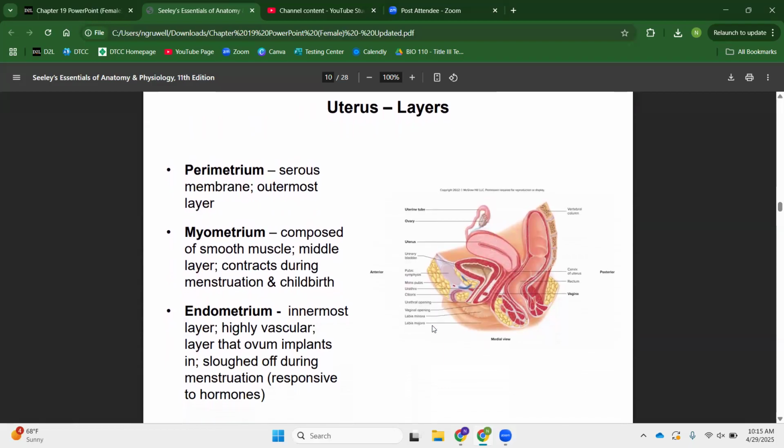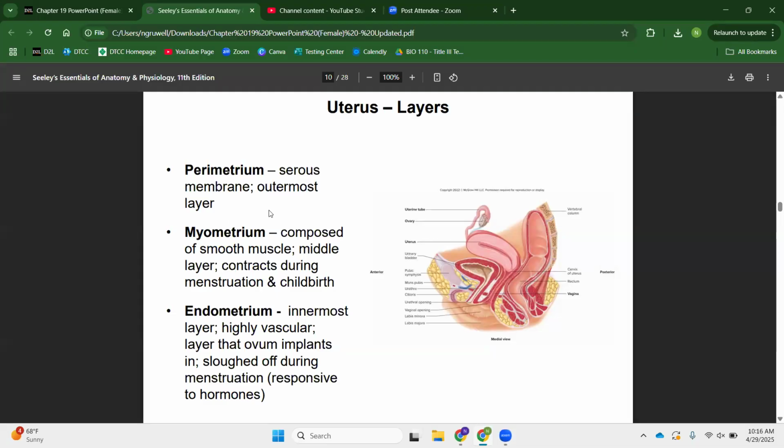All right, our uterine layers are also very important. The perimetrium is our outermost layer. It's more of just a protective covering. It's actually a serous membrane, if you remember our different types of membranes. And the two middle and innermost layers are the ones that we talk about more functionally. Anytime we see this word myo, M-Y-O, we always know we're referring to muscle. So anytime you see myo, your brain should think muscle.